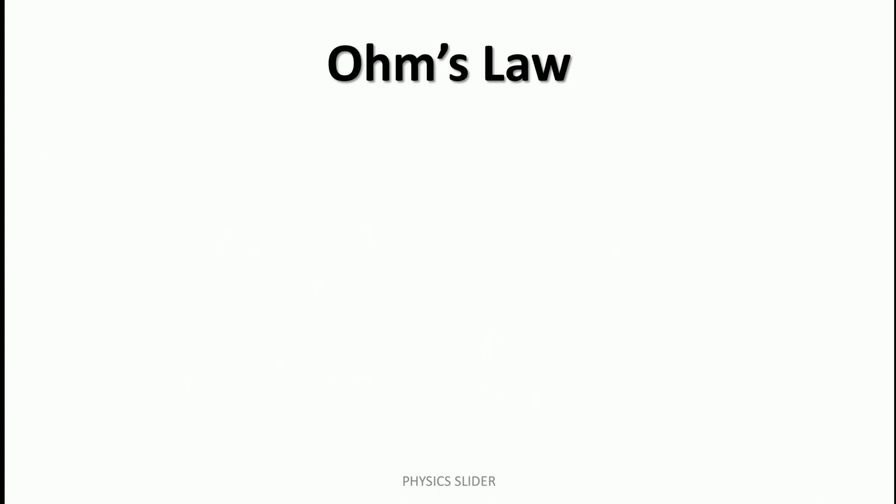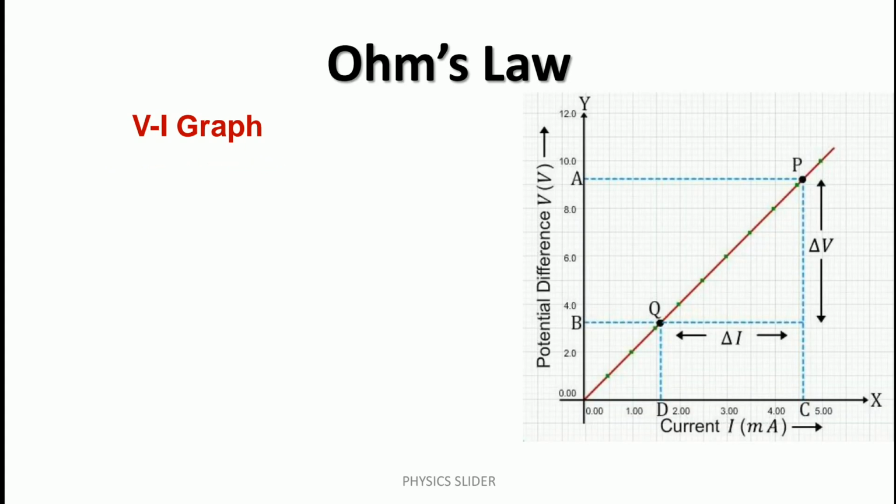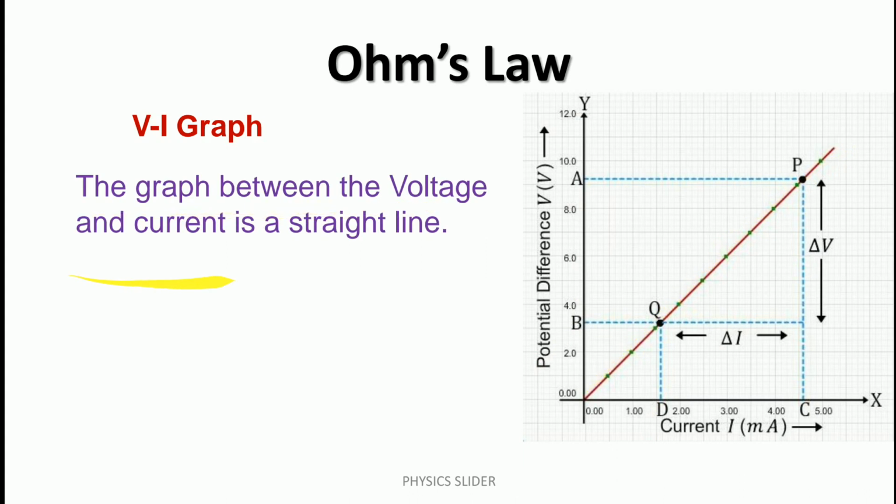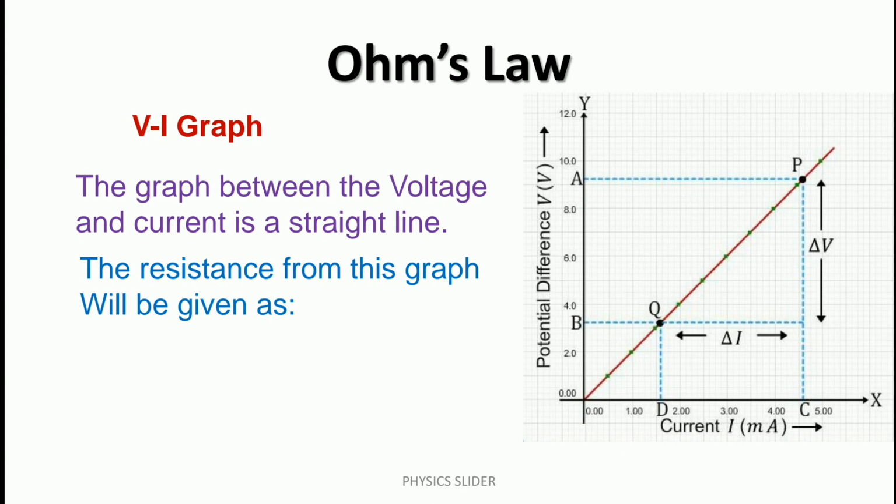So let's draw a VI graph. The graph between the potential and the electric current is a straight line. The y-axis is representing the potential difference, the x-axis is representing the electric current. When we draw a graph between V and I, we get a straight line. So the graph between the voltage and current is a straight line. If we want to find out the resistance from this graph, how to find out the resistance with the help of this graph?